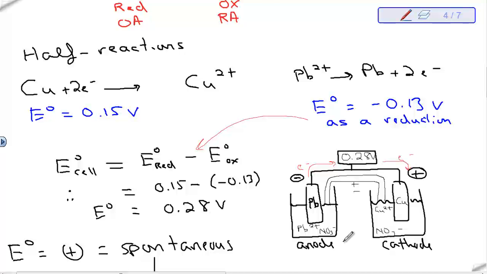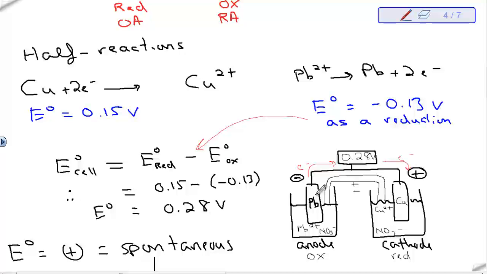So some issues I just want to point out. The oxidation part occurs at the anode. So remember, lead is oxidized, so I'll just put the oxidation step. Reduction occurs at the cathode. If you ever forget that, remember oxidation and anode begin with a vowel.